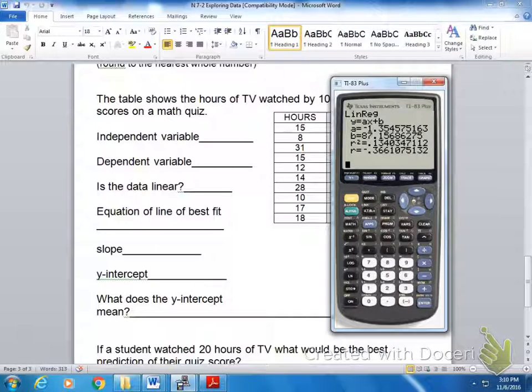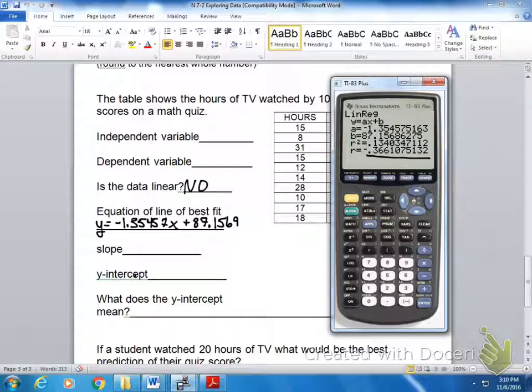So first it asks, is this data linear? Well, it's not. If I look over here, my R value is not 1 or negative 1, so it's not linear. But we do have an equation of best fit. So I'm going to write y equals, my A value is negative 1.3545, x. Then I have a B of plus 87.1568. Let's call that 1569. Let's just round it.